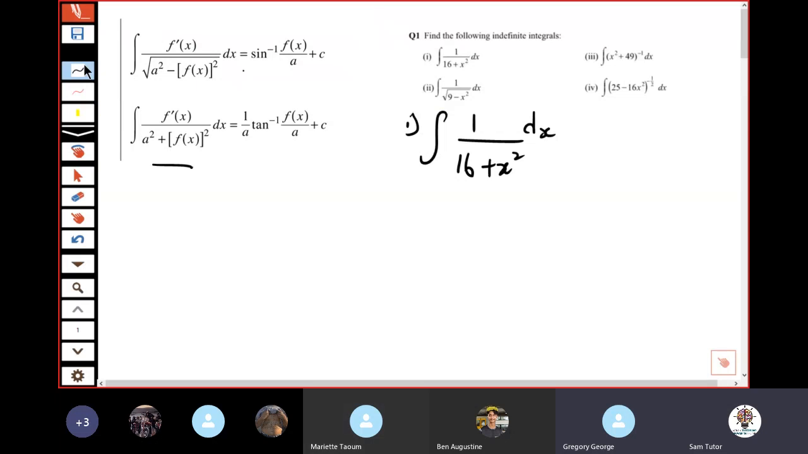Okay. And can you realize what this is? Inverse sine. Yep. So inverse sine, what's your answer? X minus 2 on 2 plus C.